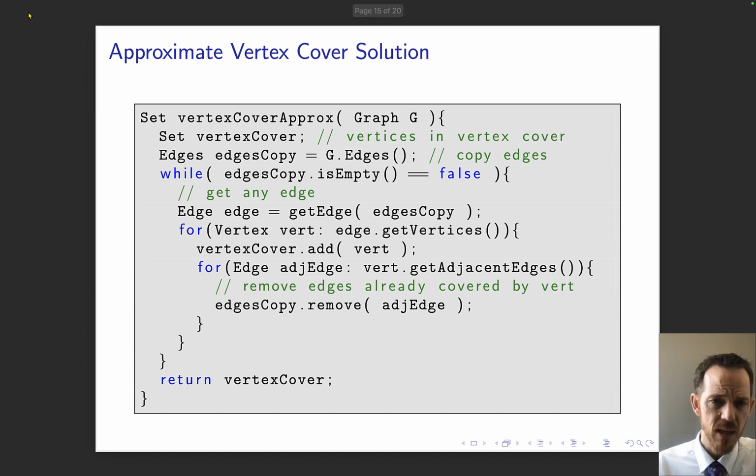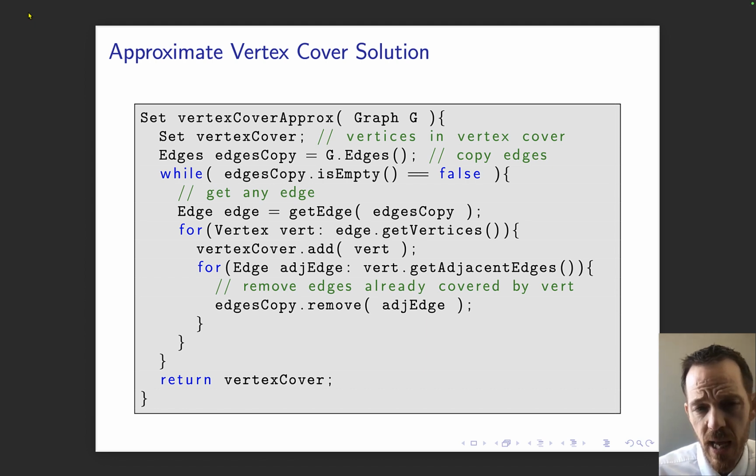Let's jump into it. I thought it'd be helpful to just put it into some pseudocode here. Here's our vertex cover approximation, taking a graph, and notice we're going to return a set, the set of vertices. And so we're going to create that set, the very first thing. This vertex cover is our vertex cover. We're going to make a copy of the edges because we're going to go through and keep track of all of them and remove them one by one.